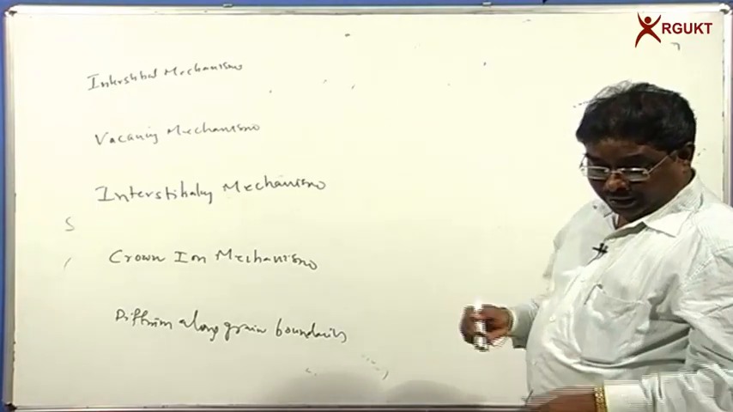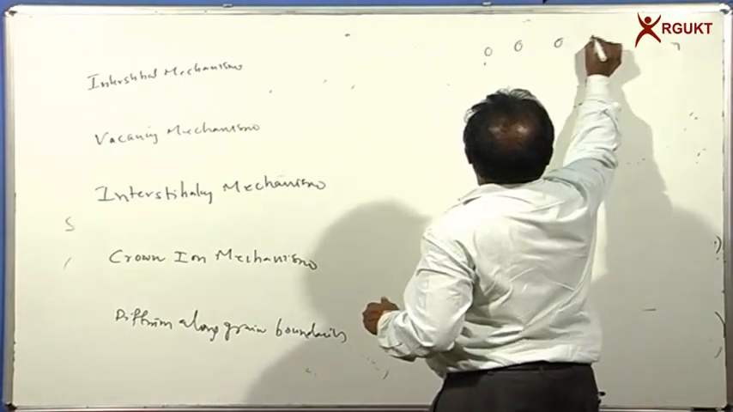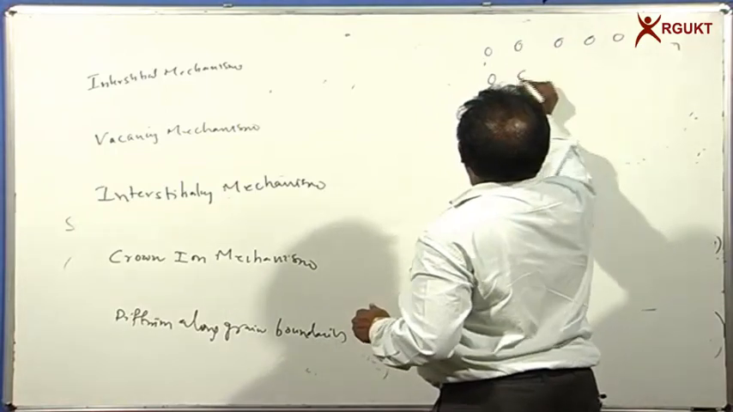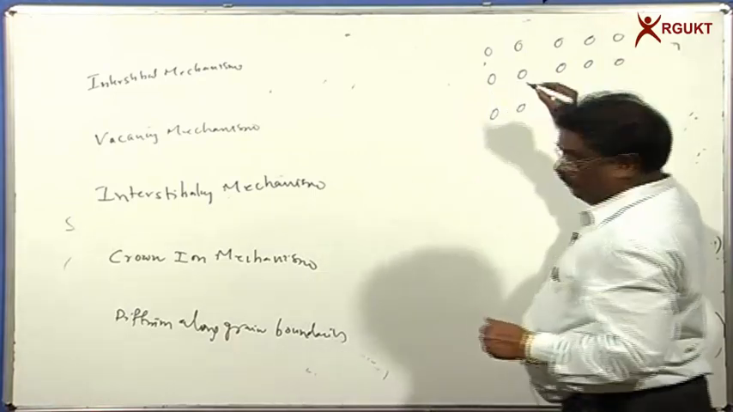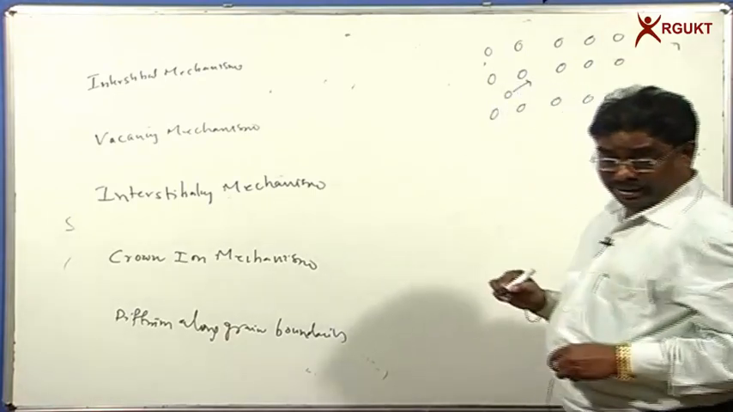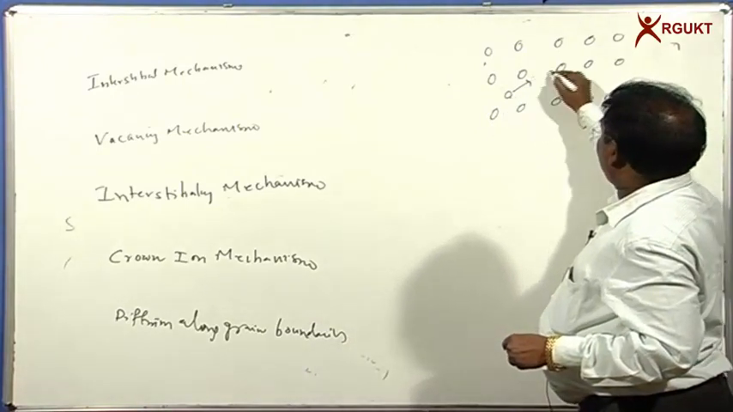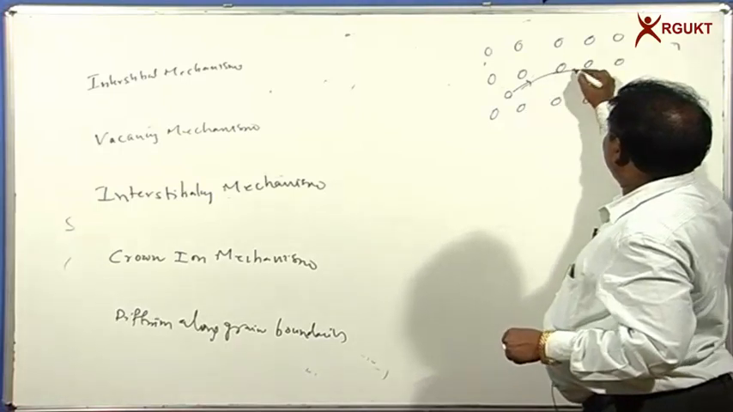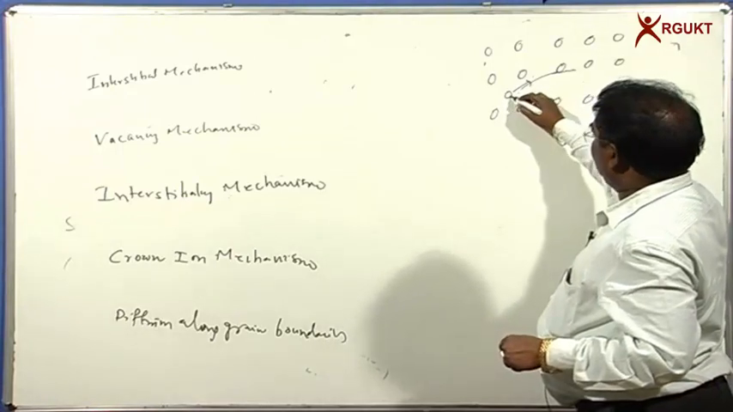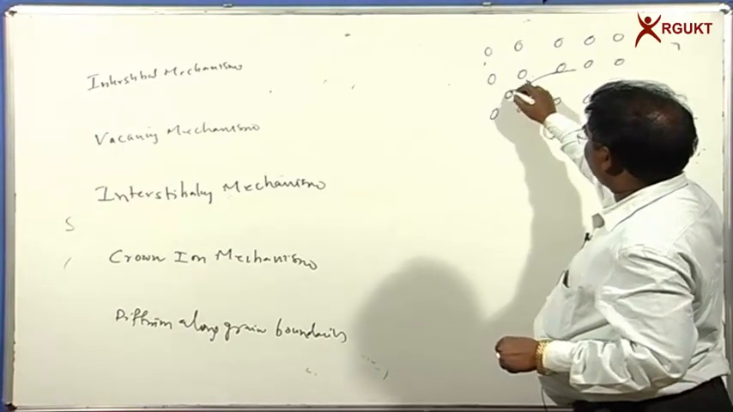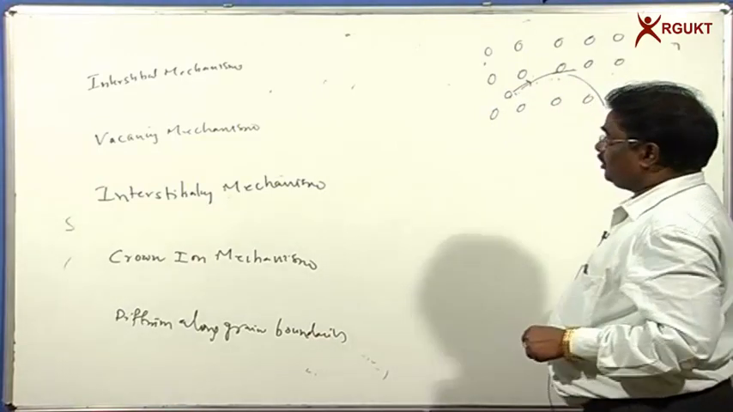In the case of the interstitial mechanism, these are the places where we have interstitial sites within the matrix. A molecule at one of the interstitial sites may move from one location to another, and because of this, diffusion takes place.